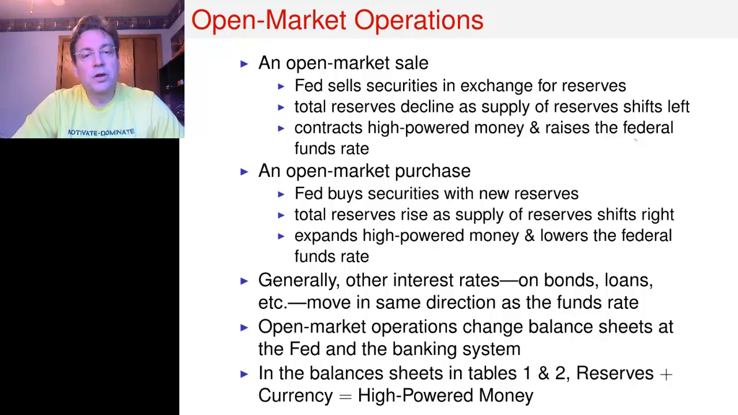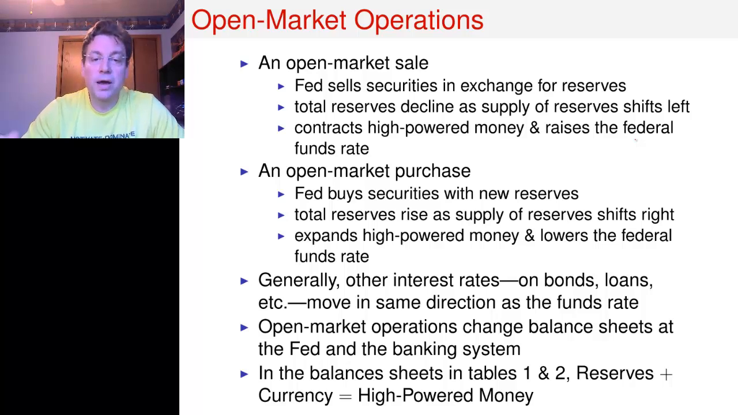Okay, so open market operations. An open market sale means that the Fed is selling these Treasury securities in exchange for reserves. So this reduces the supply of reserves, and therefore that causes the supply to shift to the left. This contracts high-powered money, and it raises the federal funds rate. So if the Fed wants to raise the federal funds rate, it'll conduct an open market sale. If it wants to reduce the federal funds rate, it'll conduct an open market purchase.